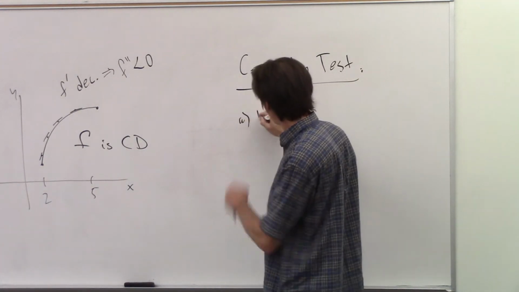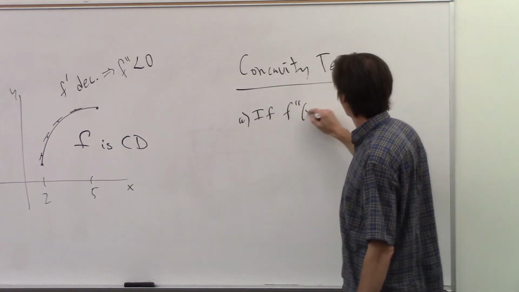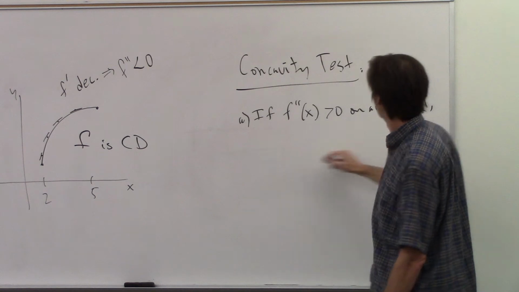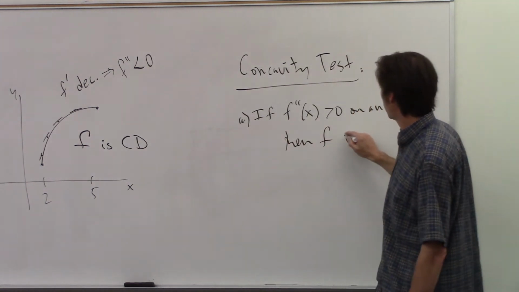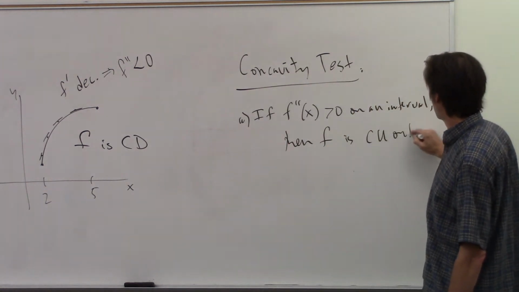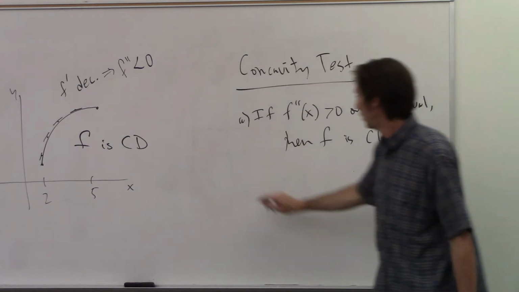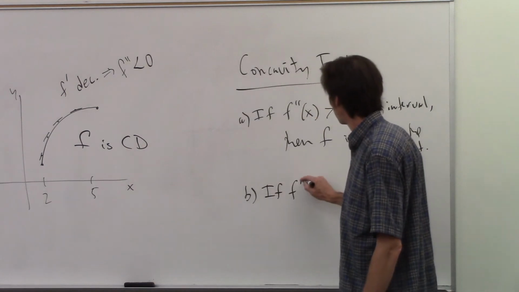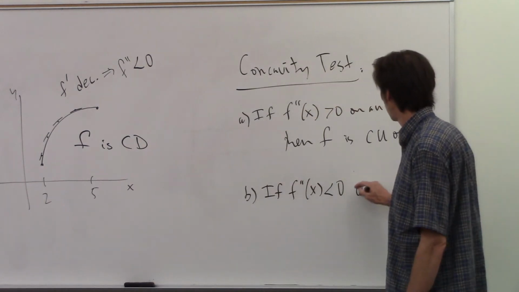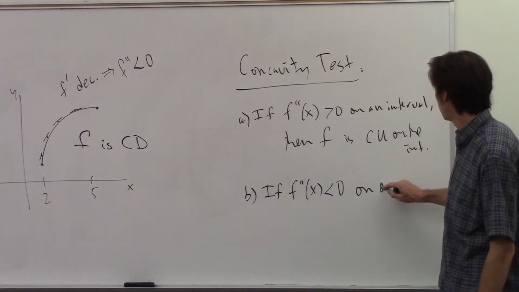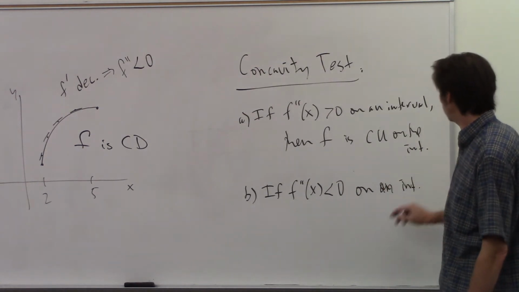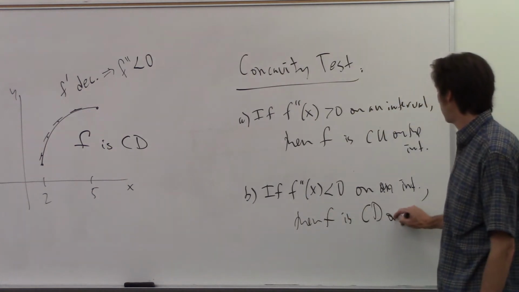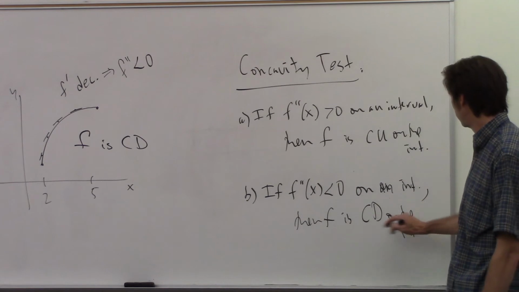And it has two parts. If f double prime of x is greater than 0 on an interval, then f, the original function, is concave up on the interval. The second part of the concavity test is probably what you expect. If the second derivative, f double prime of x, is less than 0 on an interval, then the function f is concave down on the interval.